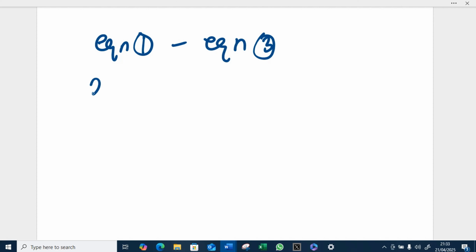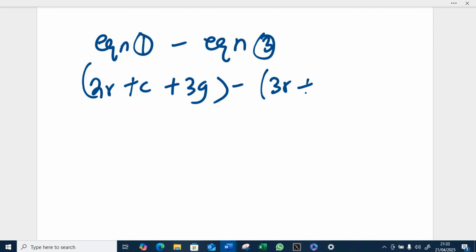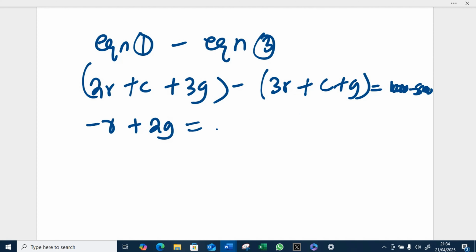So this is going to be 2R plus C plus 3G, we take away 3R plus C plus G, and this is going to be 10,000 minus 8,000. So here we are going to have a negative R, the C will go, and then we'll have 2G, which is going to equal 2,000. We can call this equation 4.